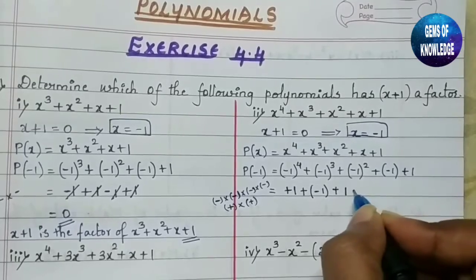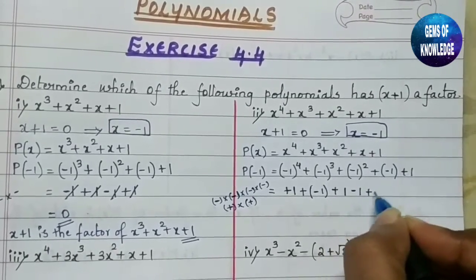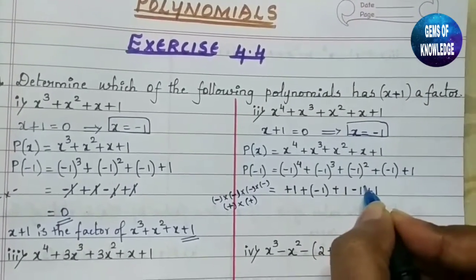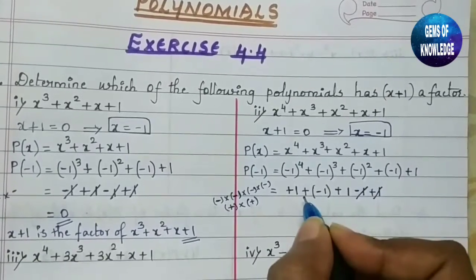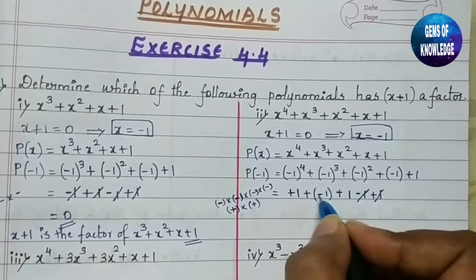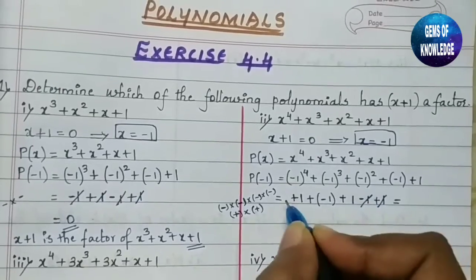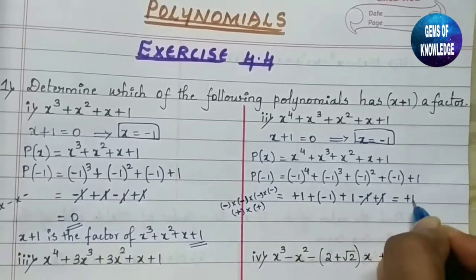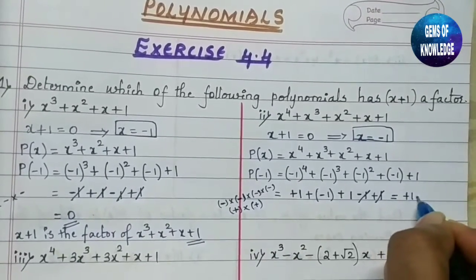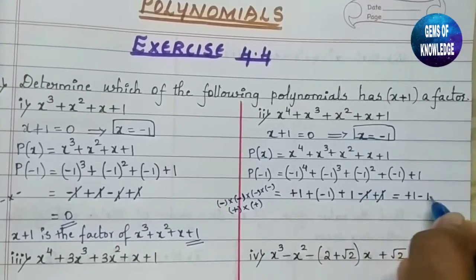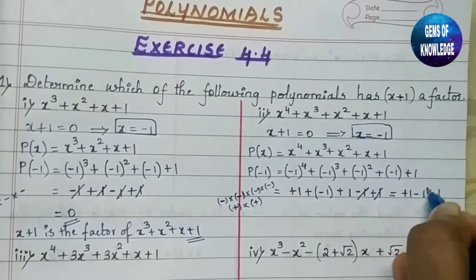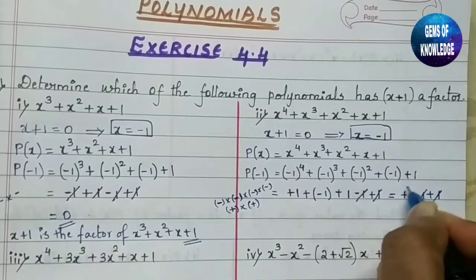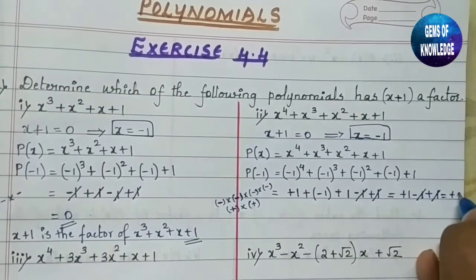Then plus into minus, we are getting minus 1 and again plus 1. So here you can see minus 1 plus 1 is cancelled. Okay. So you can see here we are getting plus 1. Plus into minus, we are getting minus 1 and again we are getting plus 1. So minus 1 plus 1 is cancelled. We are left with plus 1.